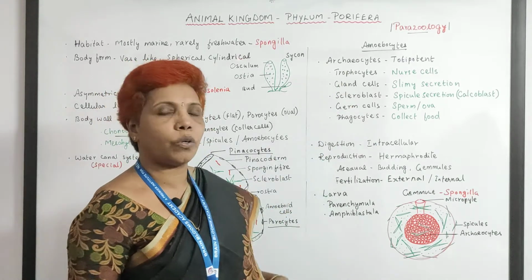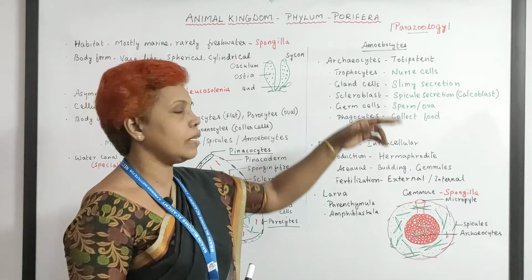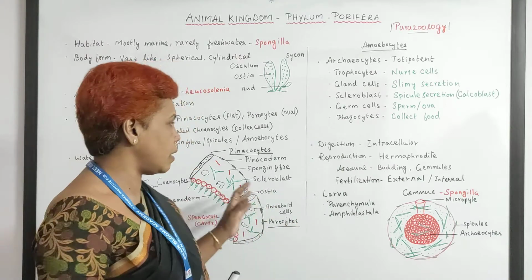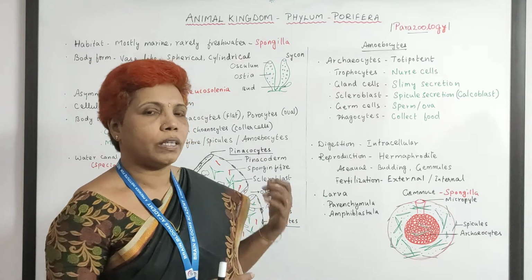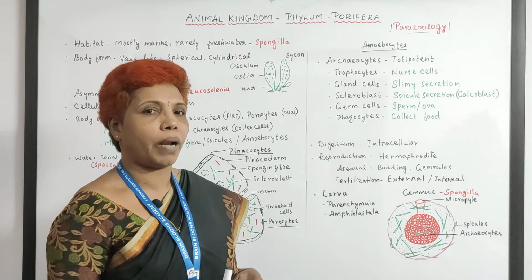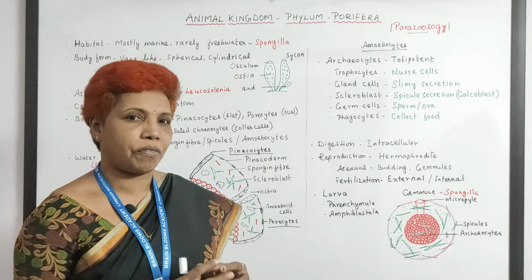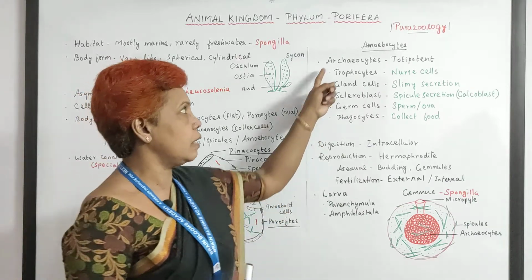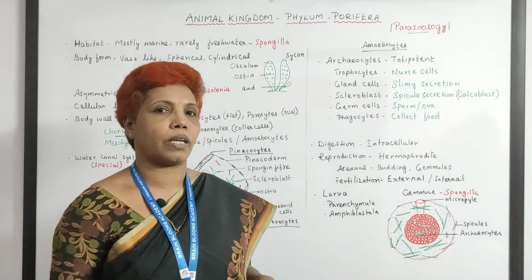When you talk about trophocytes, they are the nurse cells that take care of the other cells. The gland cells secrete some secretion so that the cells are loosely placed and don't congest in the mesohyl area. The scleroblast cells produce spicules. Spicules are the protective covering, a kind of exoskeleton in this animal. A single cell, the archaeocyte, is totipotent, making different types of cells.